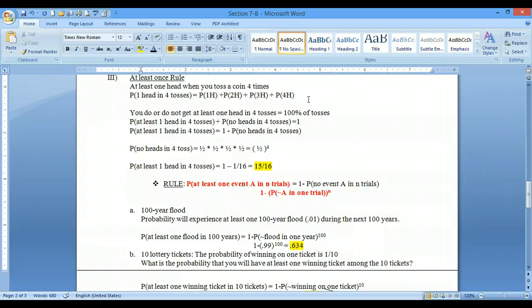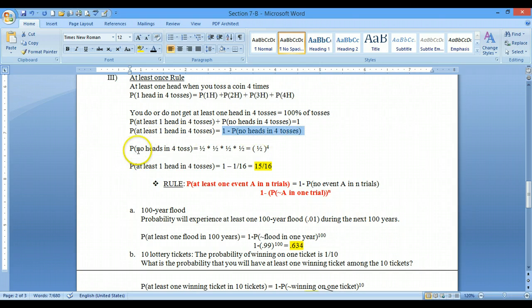So I have to find every single possibility and add the probabilities together. Or we could say that you do not get at least 1 head in 4 tosses is 100% of the tosses. So I either do or I don't get at least 1 head in 4 tosses, which we talked about earlier. This is the probability of at least 1 head in 4 tosses plus the probability of no head in 4 tosses, which equals 1. So again, if I subtract the probability of no heads in 4 tosses, I get the probability of at least 1 head in 4 tosses equals 1 minus the probability of no heads in 4 tosses.